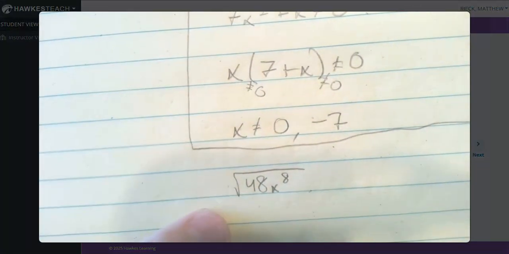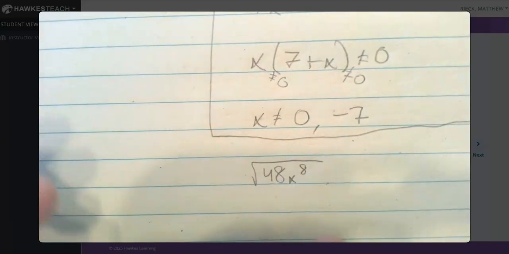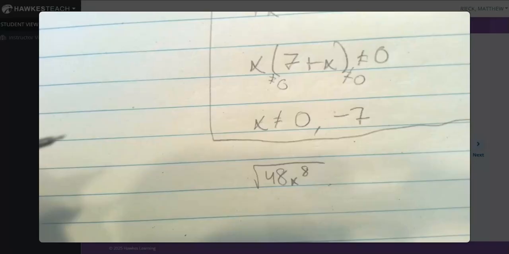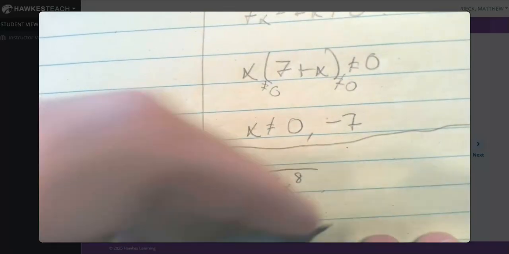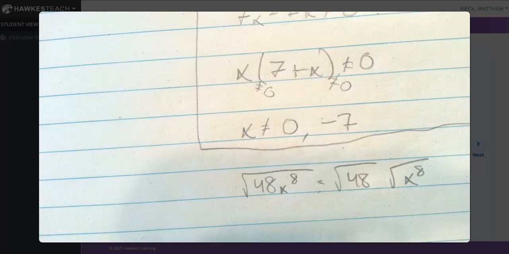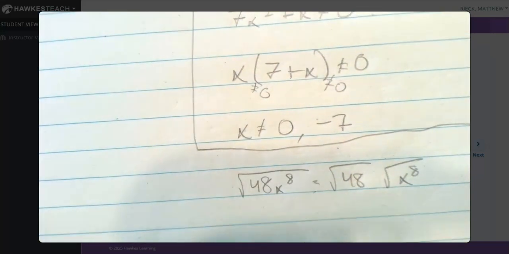All right, so the next one here, we're asked to simplify this radical expression. You have the square root of 48x to the 8th. Starting off, we can simplify this as the square root of 48 times the square root of x to the 8th, so we can separate our variable part from our constant part. We can look for perfect squares that go into 48.